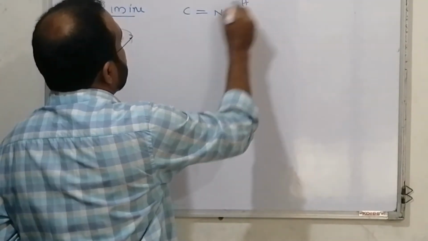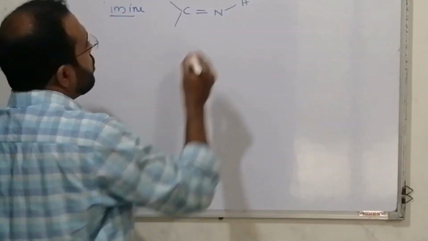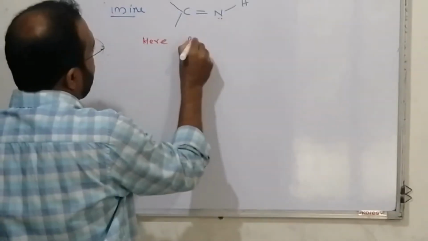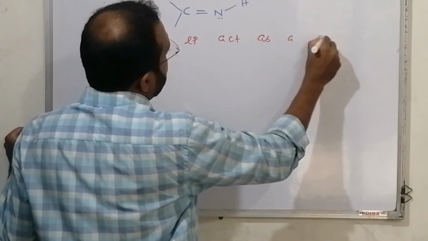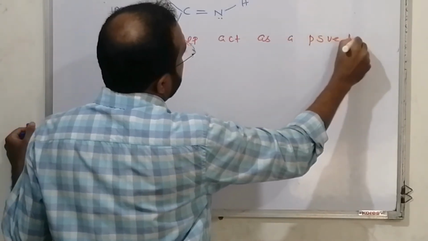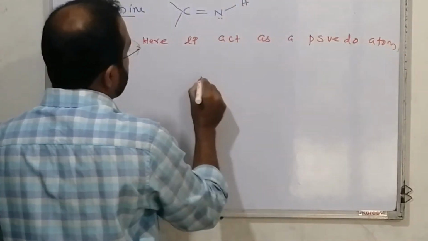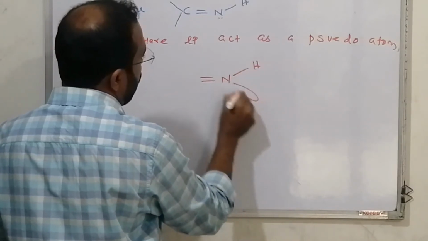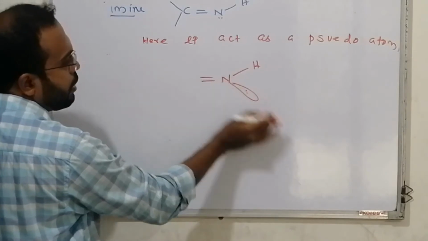Hydrogen. We already know that this nitrogen is carrying a lone pair. Here the lone pair acts as a pseudo atom. Therefore, this side is always okay because it will be like this: hydrogen this side, lone pair. You have to write hydrogen always like this because the lone pair will be on this side.